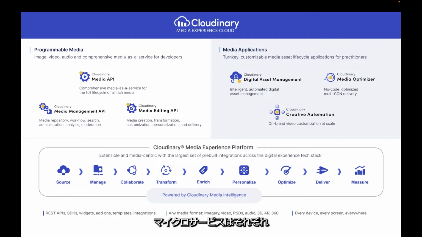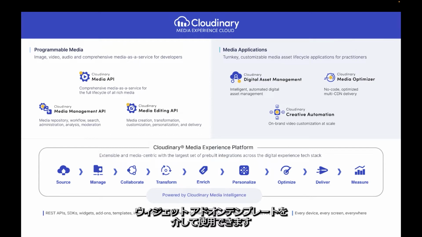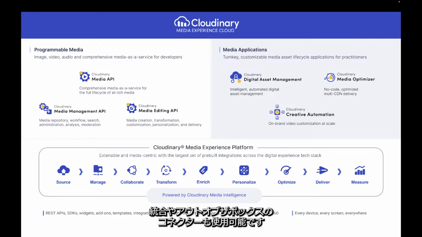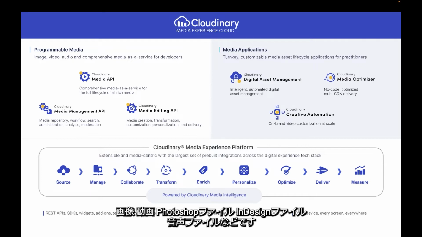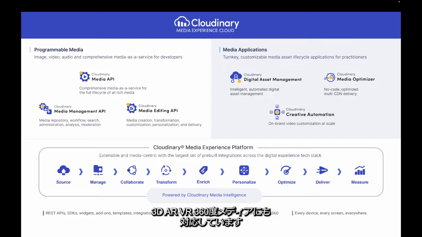Each of these microservices are available through a series of REST APIs, SDKs, widgets, add-ons, templates, as well as integrations and out-of-the-box connectors. We support virtually any media format, whether that be images, video, Photoshop files, InDesign files, audio files. We also provide support for 3D, AR, VR, and 360-degree media. With our multi-CDN, Cloudinary is able to deliver digital media to every device, every screen, everywhere.